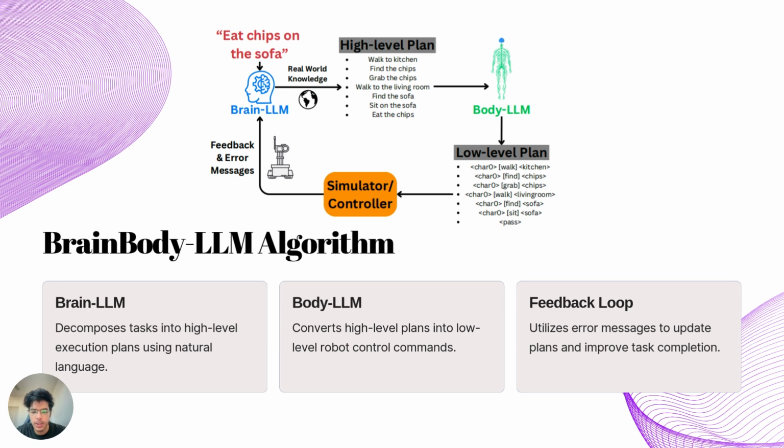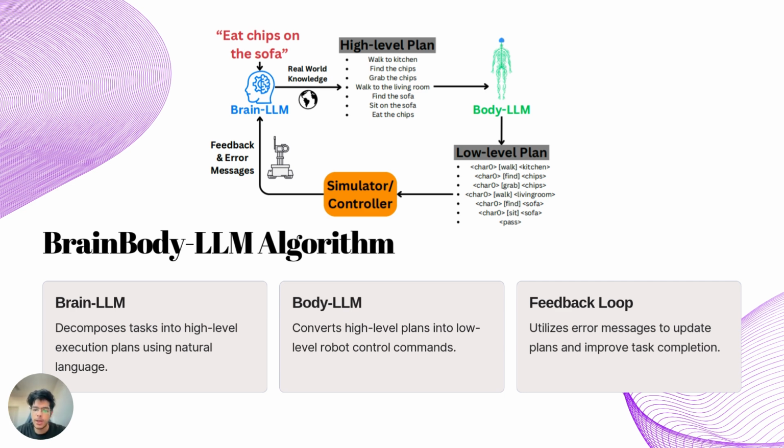If a step can't be executed, for example, if there is no milk in the fridge, the body LLM will output a special sparse token. This tells the system to skip that step instead of getting stuck or making errors.